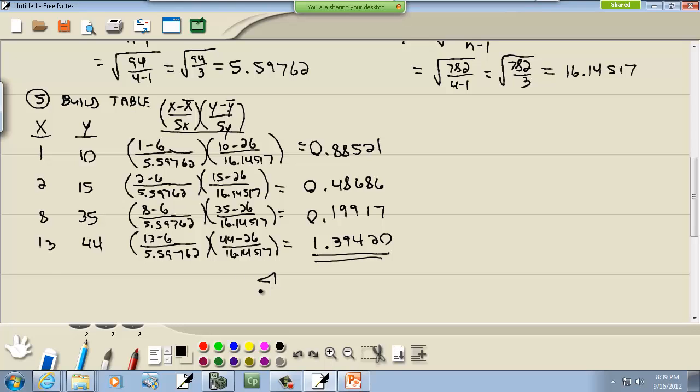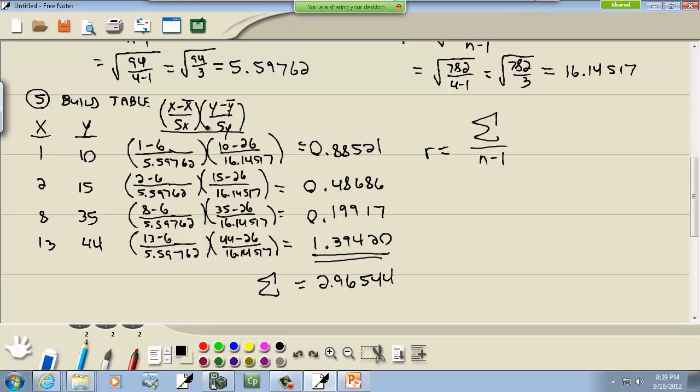Okay, now we want to add those together. And I'll just put a sum here, but this is a sum of all that. So 0.88521 plus 0.48686 plus 0.19917 plus 1.39420. Assuming I added correctly, didn't type anything in wrong, it'll be 2.96544. Okay, so R is going to equal that sum that we just found divided by n minus 1.